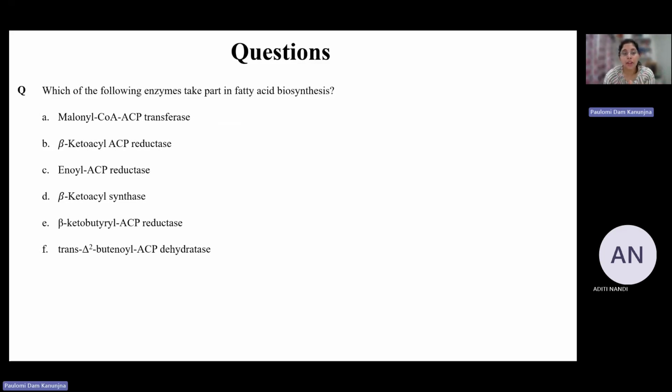So you have this enzyme, malonyl coenzyme ACP transferase. All these names are part of the fatty acyl synthesis that we have just looked into. What you need to do is identify which ones actually are part of the enzyme complex.